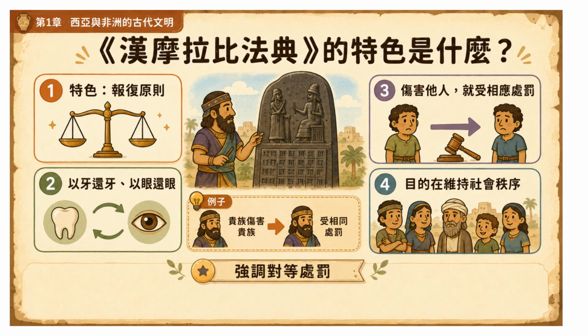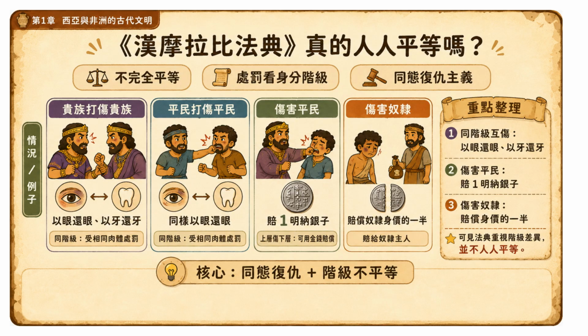However, we should also notice that punishments were not always equal for people of different social classes. This slide helps us think more carefully about justice in ancient society. People of the same social class could receive similar physical punishments. But when a higher-ranking person harmed a lower-ranking person, money could sometimes replace punishment. The examples show that the law cared about order, but it also reflected social inequality. So the Code of Hammurabi was important, but it was not the same as modern equality before the law.